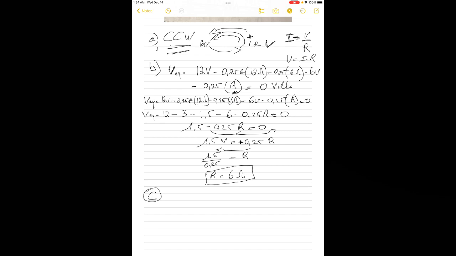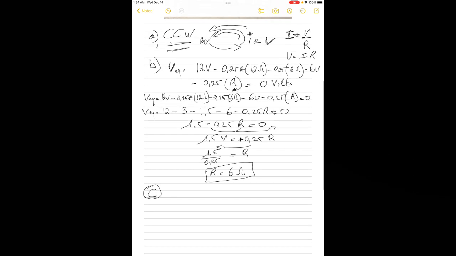Question C, they're asking us what is the power dissipated in this resistance. So we know the power is equal, if we follow the formula, to the square of the ampere multiplied by the resistance. So now we know the amp is 0.25 squared multiplied by 6 ohms, and the power dissipated is equal to 0.37 watt.